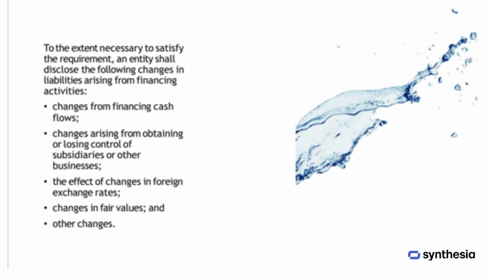An entity shall provide disclosures that enable users of financial statements to evaluate changes in liabilities arising from financing activities, including both changes arising from cash flows and non-cash changes. To the extent necessary to satisfy the requirement, an entity shall disclose the following changes in liabilities arising from financing activities: changes from financing cash flows, changes arising from obtaining or losing control of subsidiaries or other businesses, the effect of changes in foreign exchange rates, changes in fair values, and other changes.